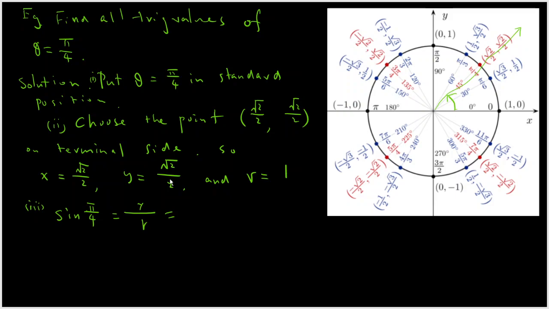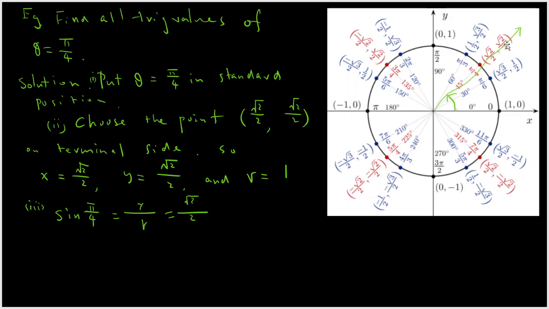R value is 1, okay? Y value is square root of 2 over 2. You just write sine value is that, okay? So do you see something in general? Actually, y coordinate of the point is always the sine value, okay? So do you see y coordinate of this point is always sine value?